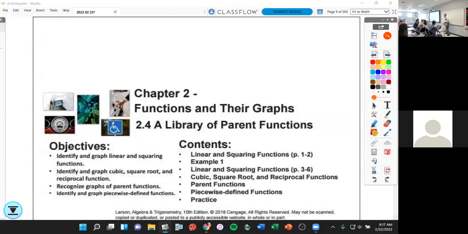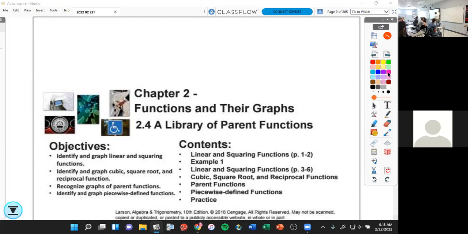Simple, original. Okay. Most basic, right? Most basic of the functions. So we're going to identify the graphs of linear and squaring functions. Cubic, square root, reciprocal function. What was the reciprocal function? Y equals 1 over x, or reciprocal, right? 1 over x, yeah. Recognize graph. So just by looking at a graph, what is its parent? No big deal. And piecewise, your favorites.